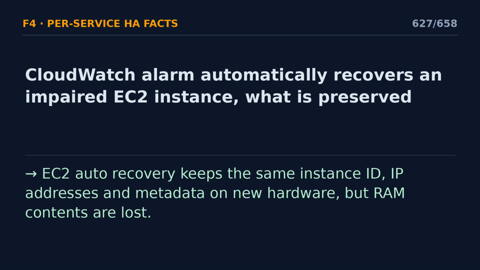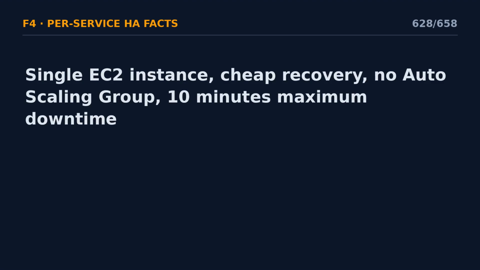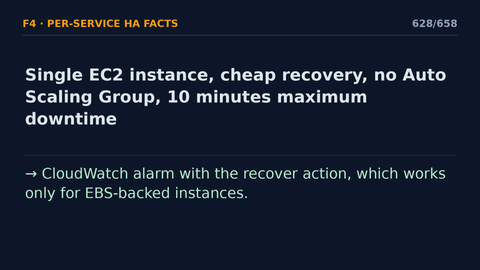Answer. EC2 auto recovery keeps the same instance ID, IP addresses, and metadata on new hardware, but RAM contents are lost. Single EC2 instance, cheap recovery, no auto scaling group, 10 minutes maximum downtime. Answer. CloudWatch alarm with the recover action, which works only for EBS-backed instances.